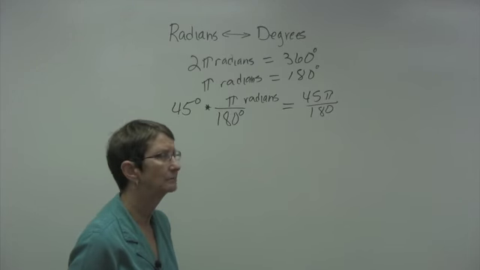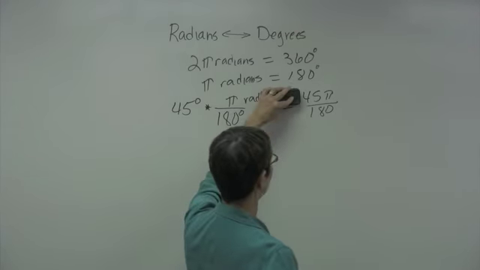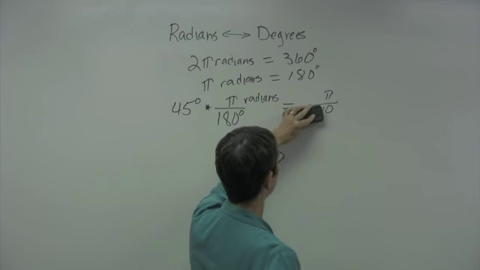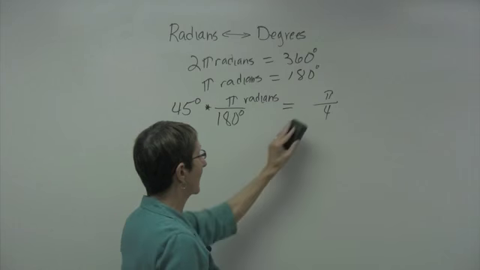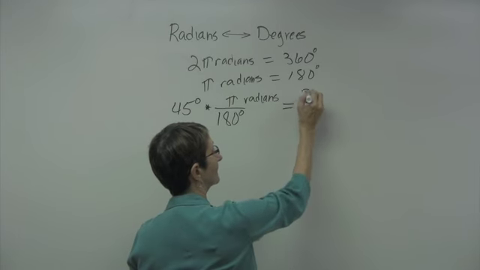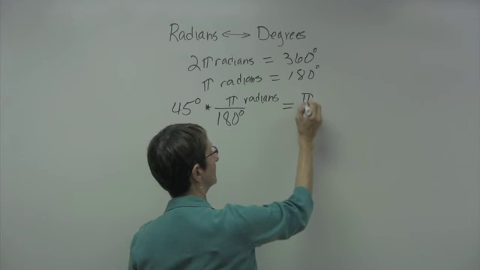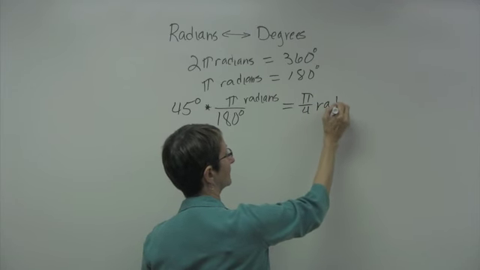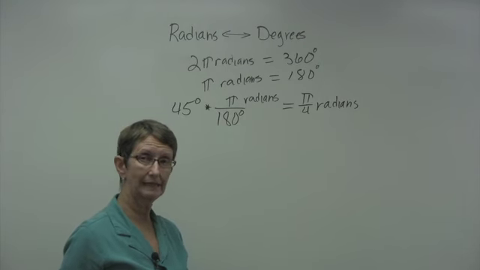That's kind of messy. But you'll actually find out that 45 divides into 180 4 times. So this angle is the same as pi over 4 radians. So a 45-degree angle is the same as pi over 4 radians.